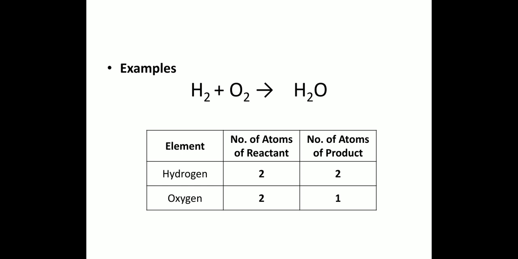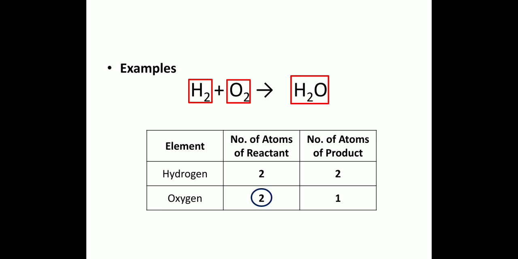Now we balance this chemical equation. We make a table. In the first column, elements: hydrogen and oxygen. The number of atoms of reactant: hydrogen 2, oxygen 2. The number of atoms of product: hydrogen 2 and oxygen 1. Let's see. When we balance the chemical equation, first we draw a box around the molecules and formula of each compound, because during balancing they do not change.